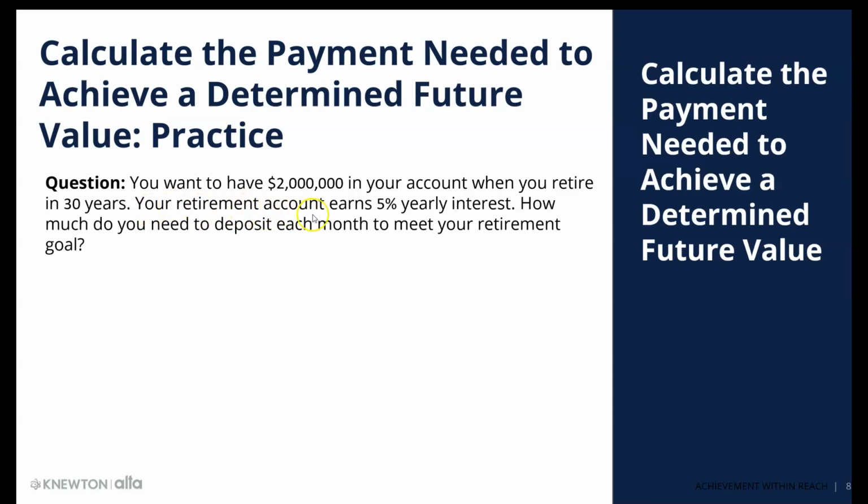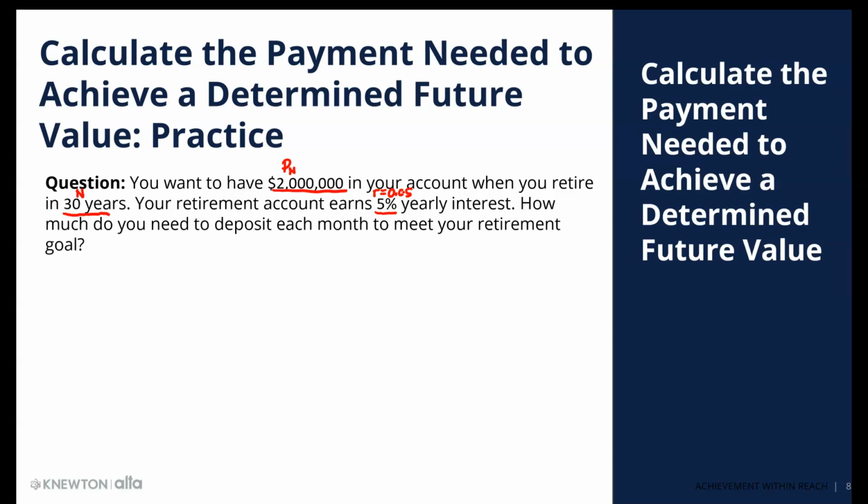Your retirement account earns 5% yearly interest. How much do you need to deposit each month to meet your retirement goal? So your retirement goal is $2 million. So that would be your P sub N. This is the accumulated funds after 30 years. 30 years or 30 is your N. And the rate of interest is 5%. So R is equal to 0.05 in decimal.